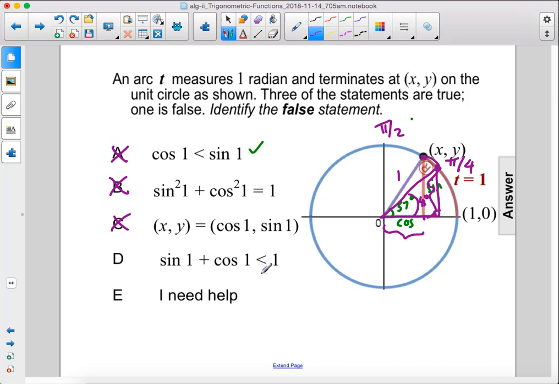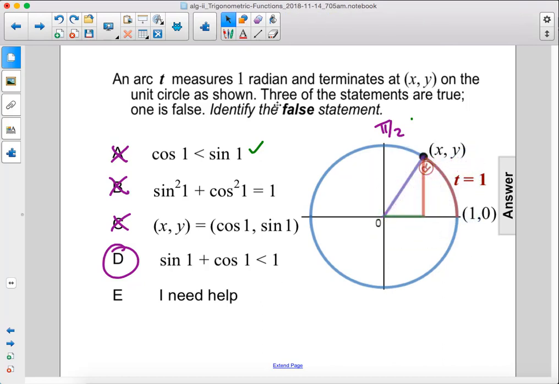Sine 1 plus cosine 1 is less than 1. This is false. So if we clean this up a bit, here, let me erase some stuff. Okay, here we have a triangle. The hypotenuse is 1. This is a right triangle. There's no way that the length of this line plus the length of this line is less than the length of the hypotenuse. Therefore, the length of this line plus the length of this line must be more than 1, because otherwise we wouldn't have a triangle. So the answer here is D.